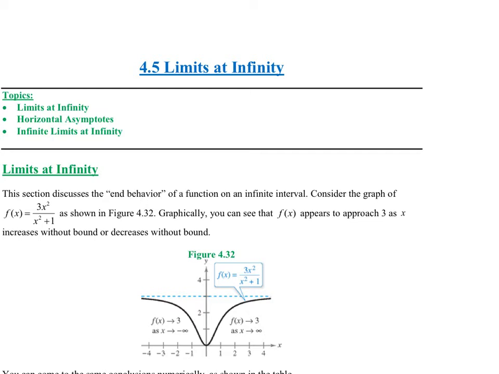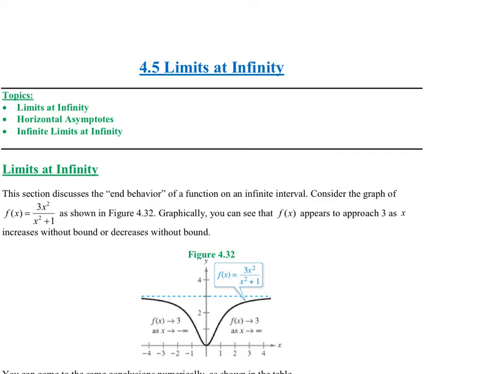Now we're going to look at limits at infinity. Notice this is not infinite limits, this is limits at infinity. So instead of going up and down, what we're going to look at is what happens to my function as I go all the way to the left and all the way to the right. So instead of x approaching a number like x equals 5, we're actually going to be looking at what happens at the ends of the graph.